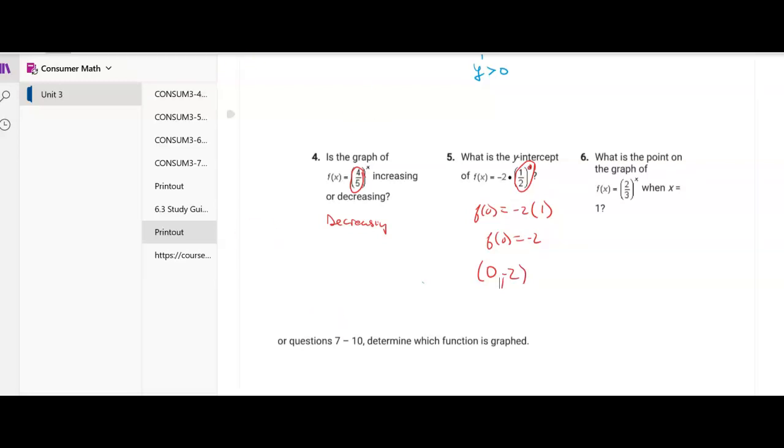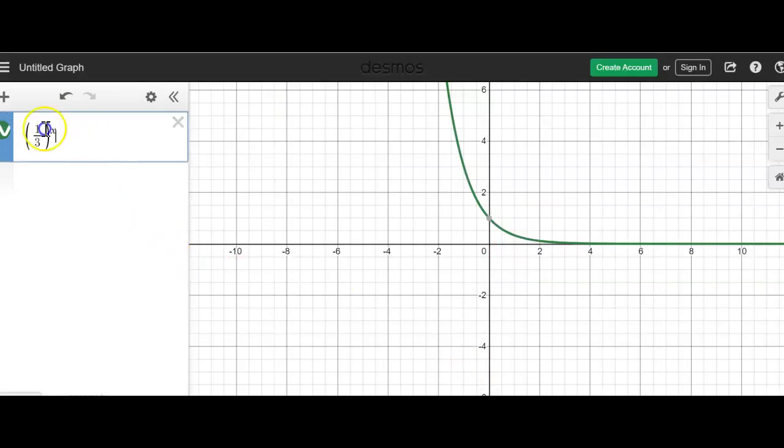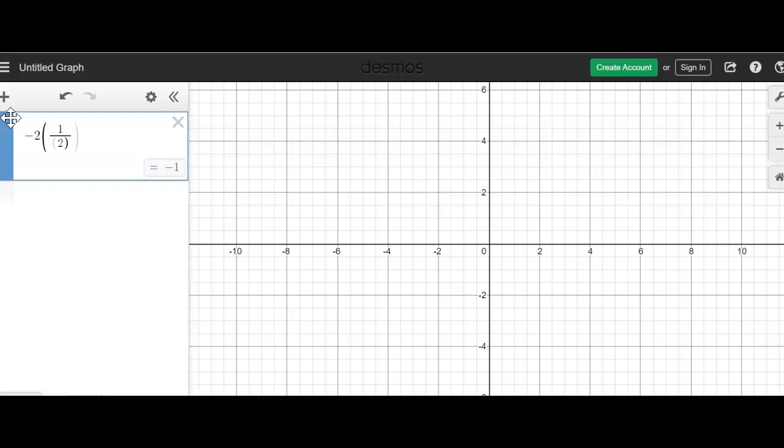If I go ahead and use decimals to graph it, I go -2 times 1/2, arrow out, parentheses, to the x power. Notice that it crosses the y-axis at (0, -2).